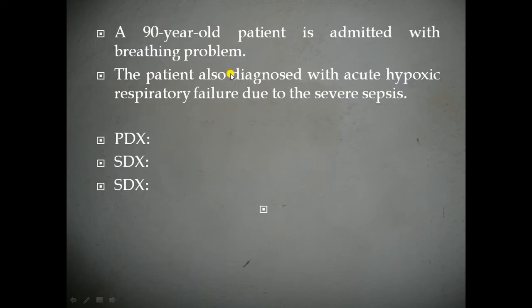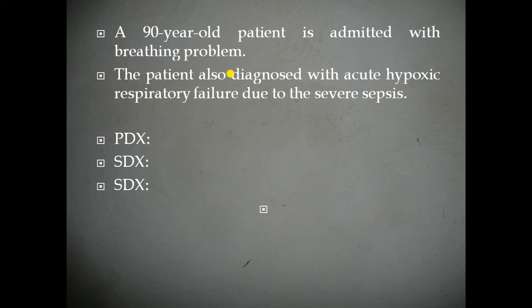Now we will see one scenario to get an idea. The patient is admitted with a breathing problem, and the patient is 90 years old. The physician has examined the patient, and the patient is diagnosed with acute hypoxic respiratory failure due to severe sepsis. So here the patient has severe sepsis with organ failure. What is the organ failure here? Respiratory failure.